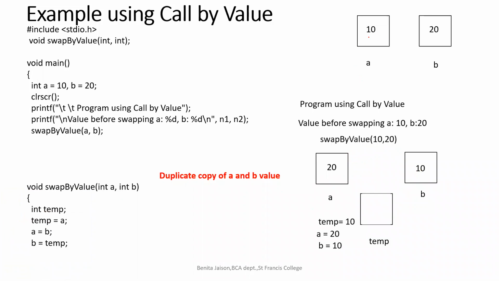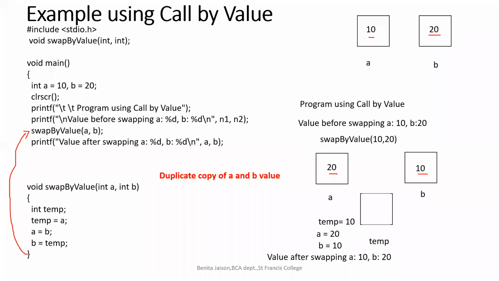In the original copy, it was A equal to 10 and B equal to 20. But in the duplicate copy, in the memory area used by swap by value, we have A equal to 20 and B equal to 10. Understood? Now we return the control back to the program. We don't have any return value. When we encounter the closing bracket, the program control moves back to the program. Listen here, we are not returning any value, we are just moving the control back to the program.